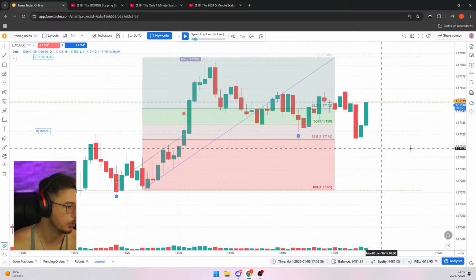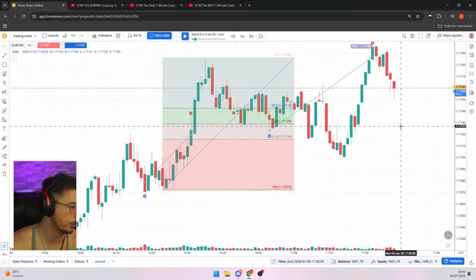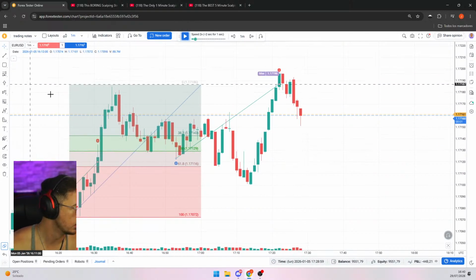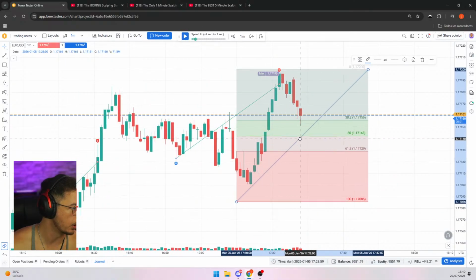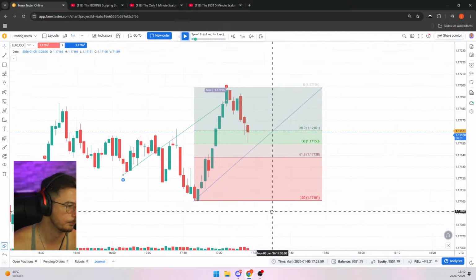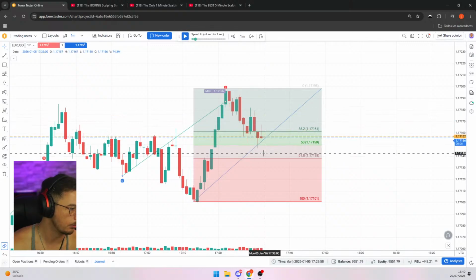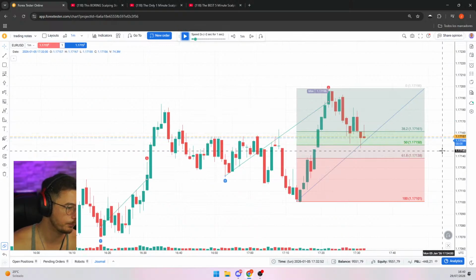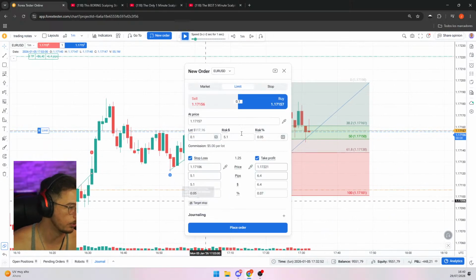Not looking bad at the moment. Okay, no take profit there. I can take that. And we just need to update our zone again. And as you can see, we just get so many trades. It's crazy. Okay, let's see if we get another one there. There we go. And it's just one after another, after another, after another.